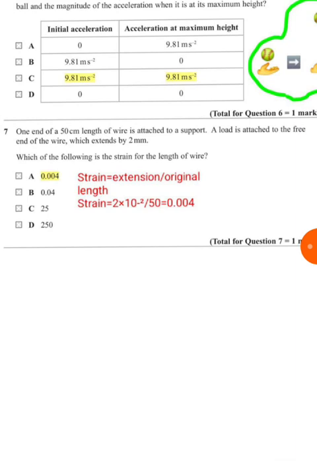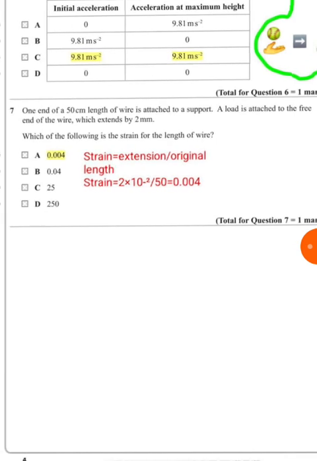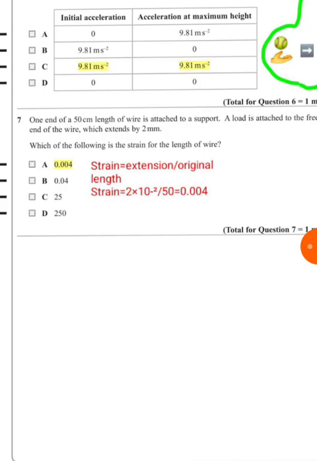So the equation for strain is extension divided by original length. Now if they give us two lengths, then we need to find the difference between the two lengths and then divide it by the original length. But here they have told us that it extends by 2 millimeters. Therefore it's in millimeters, so we need to convert into centimeters. So we multiply 2 by 10^-2 and divide it by 50, and we get 0.04. So the answer is A.